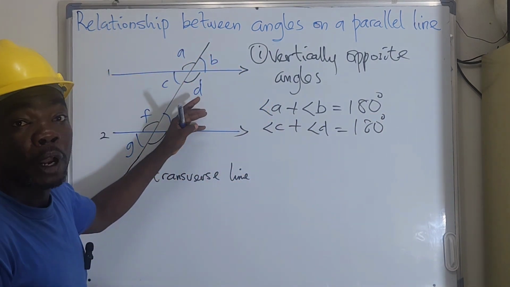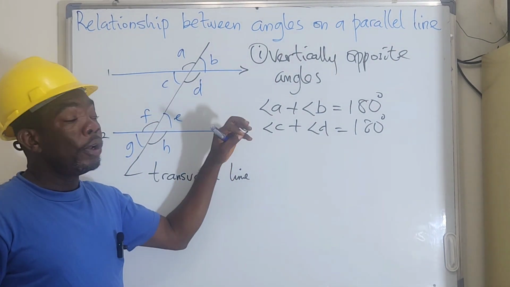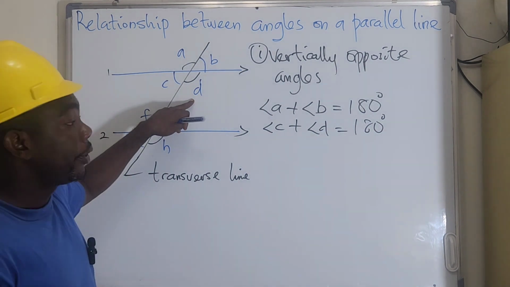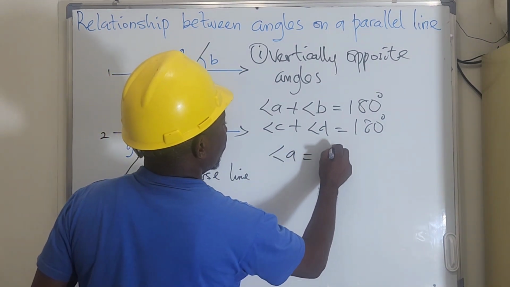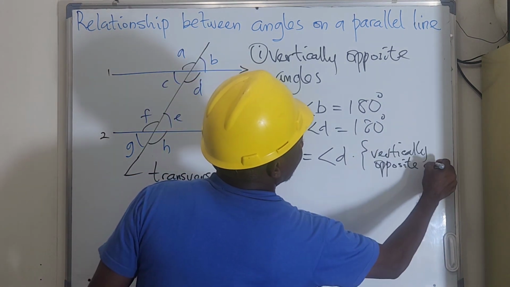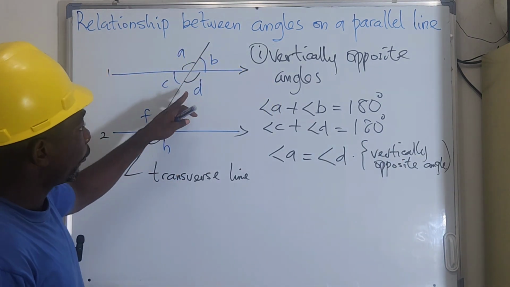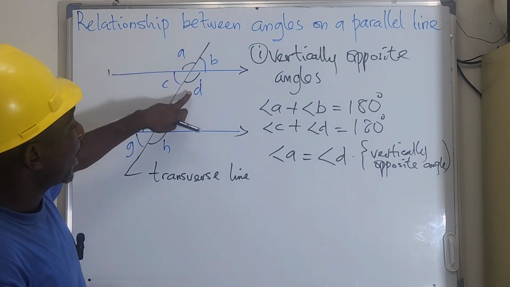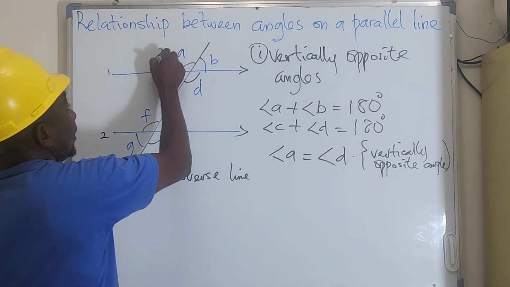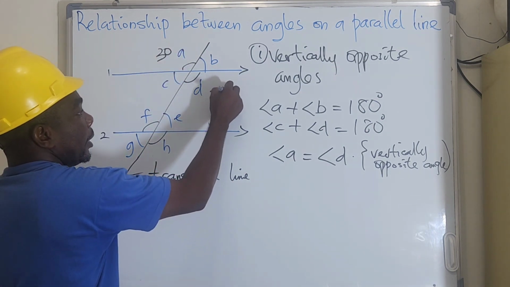So to identify vertically opposite angles on this figure, we see that angle A equals angle D. The reason is vertically opposite angles are equal. We can further prove that when we have A and D, they are equal. If this place is 30 degrees, this place will be 30 degrees.